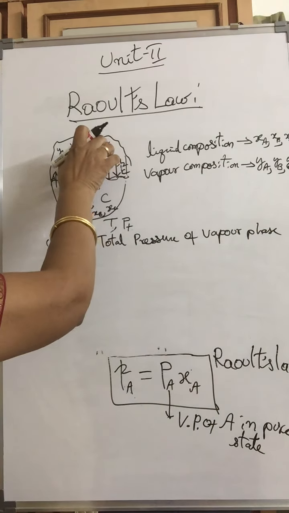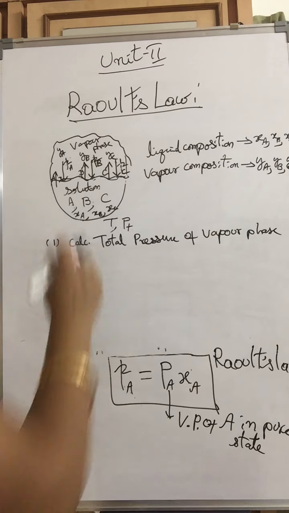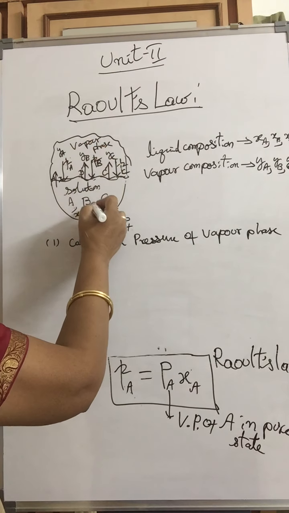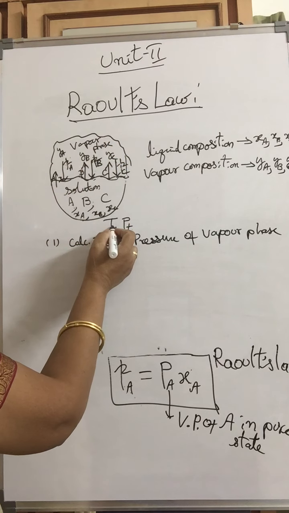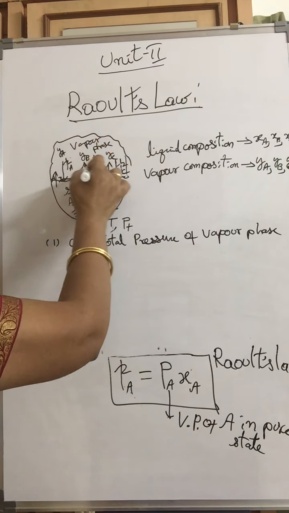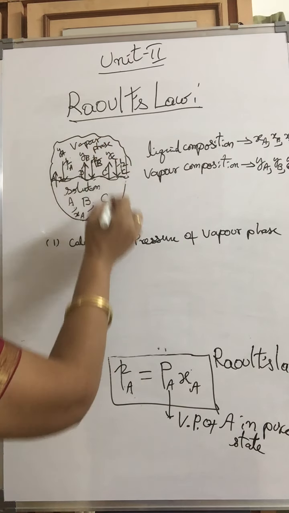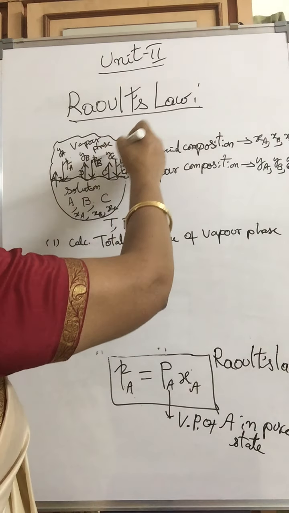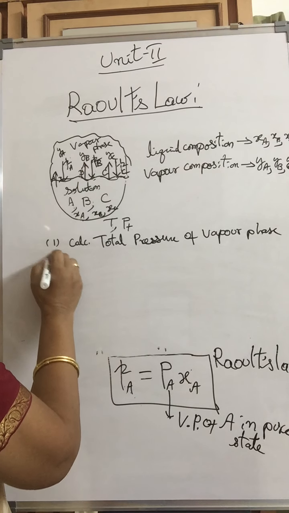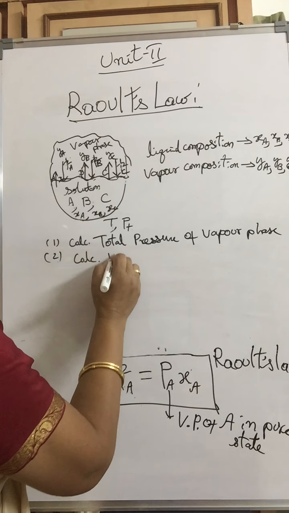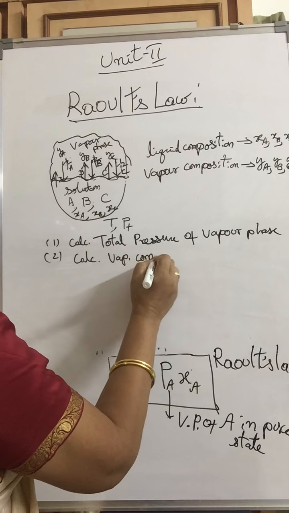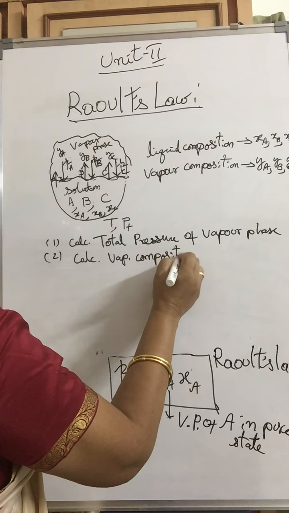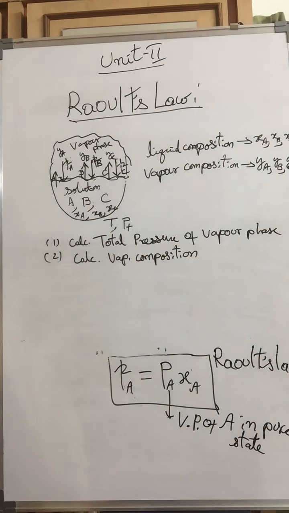Total pressure of this vapor phase. This vapor phase is formed out of this solution depending on this temperature. Then how to calculate this total pressure? That is the first question. Then also calculate vapor composition. This is the second question. So these are the two bits you will have in the future problems.